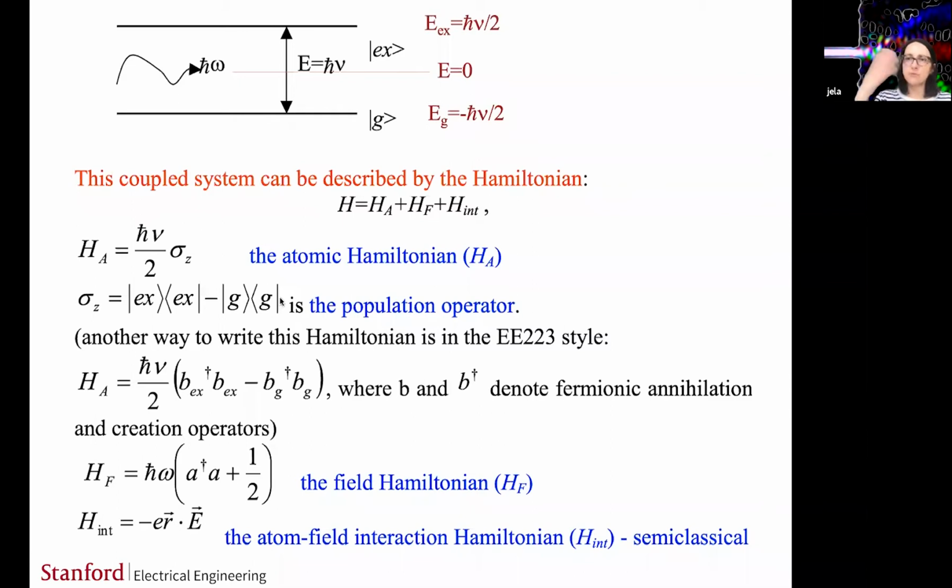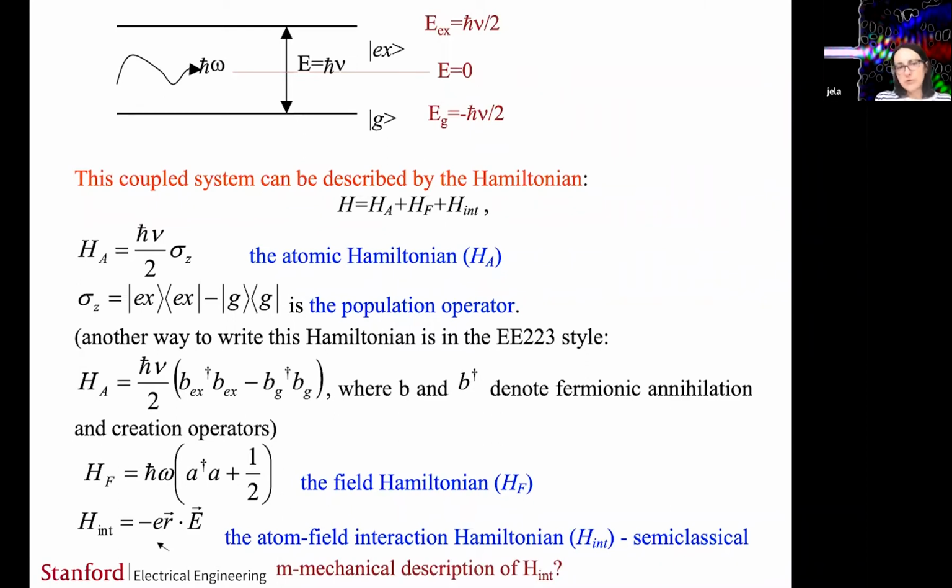on the space spanned by excited and ground states, which are energy eigenstates of the atomic Hamiltonian. But the interaction Hamiltonian we only have in the classical form as the dipole moment times the electric field, and we now have to map it into something that would also act on atomic eigenstates E, X, and G, and the field eigenstates, which are Fock states. Is this okay?